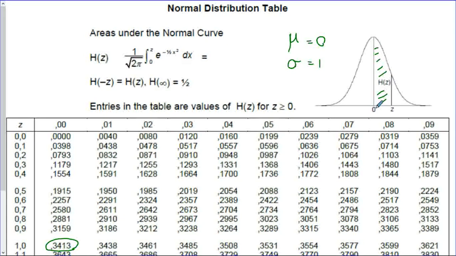Okay, so let's now have a look at something else that we can do. We can also work backwards. Here's a nice looking value, so 17%. So 17% of our data lies between 0 and 0.44 of a standard deviation. That would give us an area of 17%, a probability of 17%.